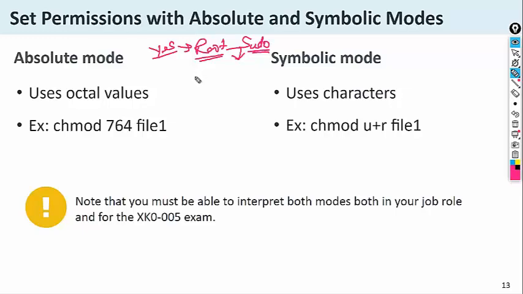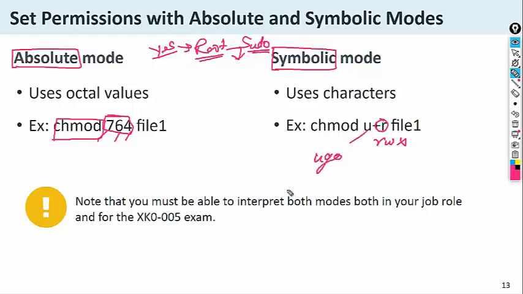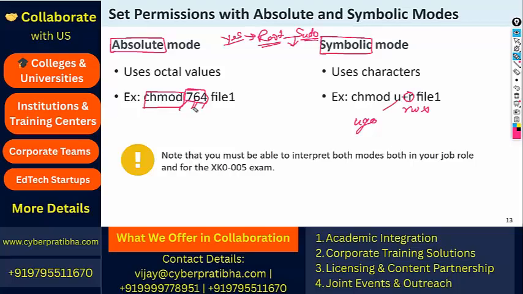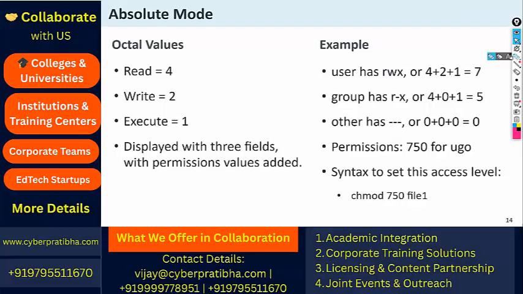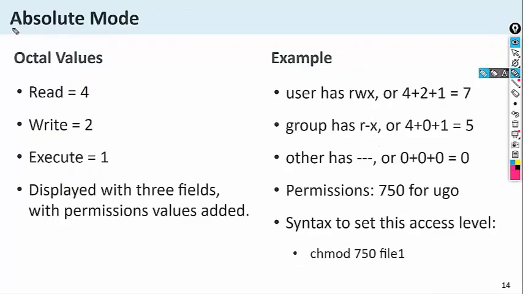So there are 2 types of mode where you can change the permission. One is chmod with the number system. Here is the number 764. This type of modification is known as absolute mode. Another is symbolic. Symbolic means when you provide the symbols: write, read and execute, user, group and other. And here is the permission for the chmod. You can understand clearly about it as I am giving absolute mode with examples.